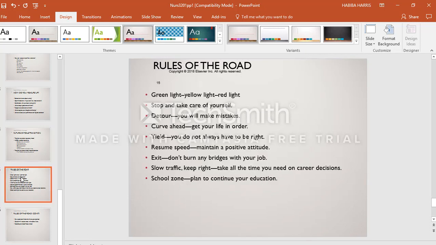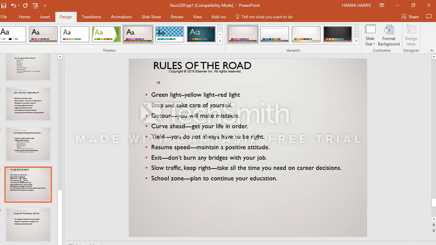So here are some fun little rules of the road as you're transitioning. Green light, yellow light, red light: stop and take care of yourself. Detour: you're going to make mistakes. Curve ahead: get your life in order. Yield: you don't always have to be right. Resume speed: maintain a positive attitude. Slower traffic, keep right: take all the time you need in a career decision.